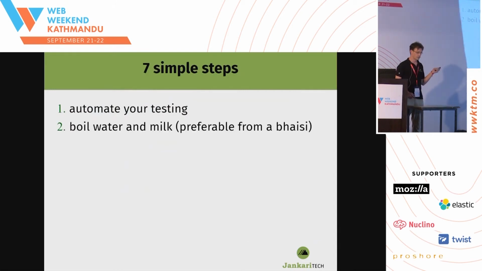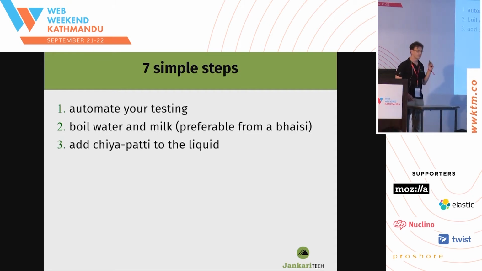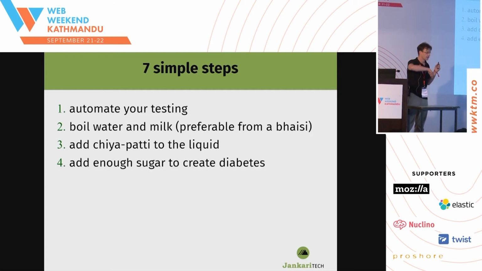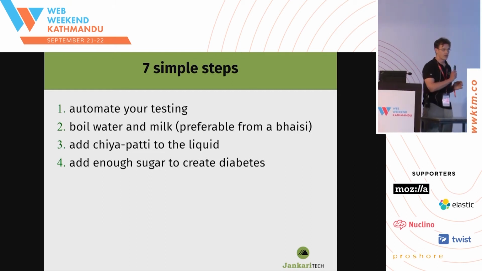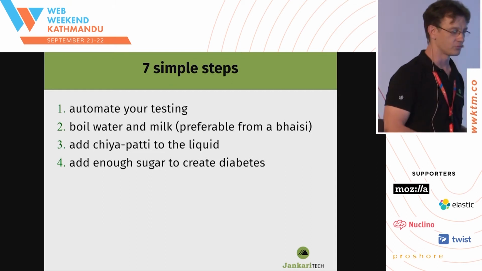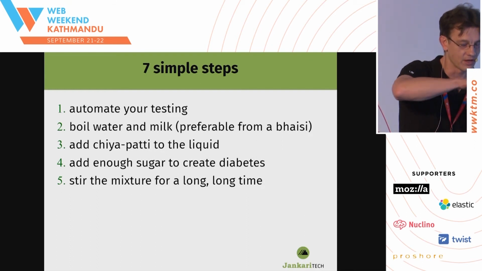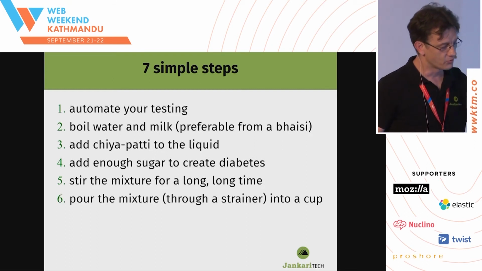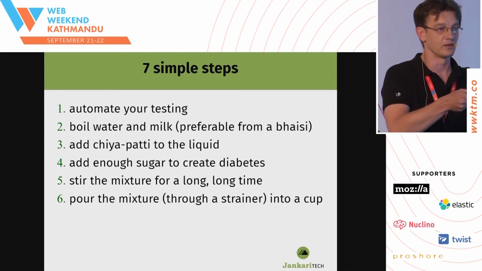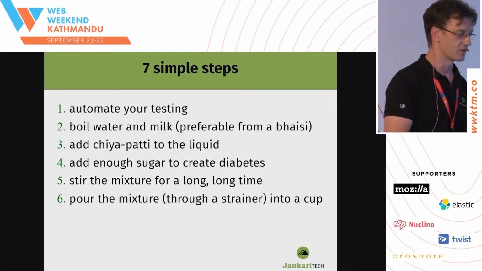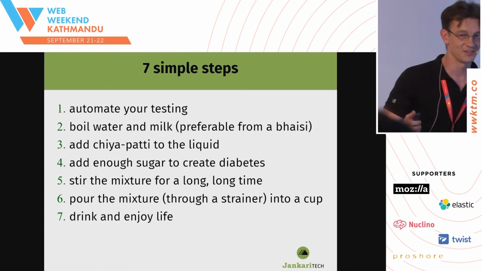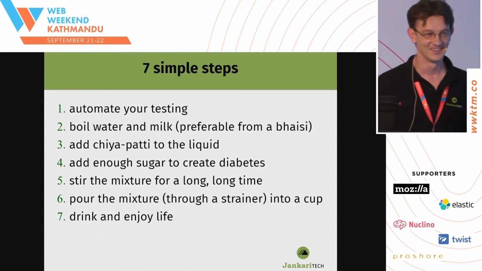Second step, boil water and milk. Then add chia patti to that mixture. Add enough sugar so that it causes diabetes. If you're over 40, you're supposed to have diabetes. Then you stir that a long time. And then you pour that mixture. Use a strainer, otherwise you get all this chia patti in your cup. And drink and enjoy your developer's life, okay?